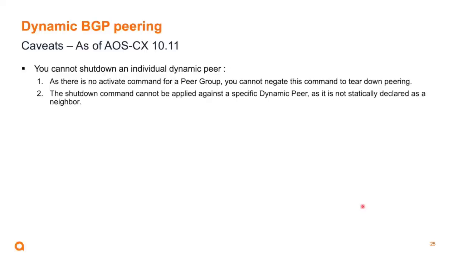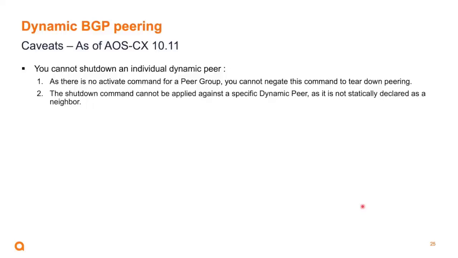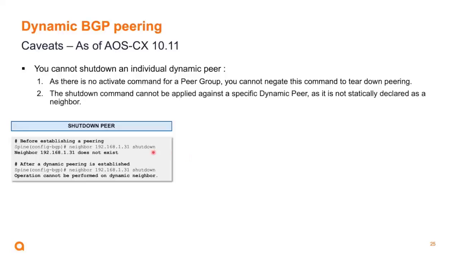So now let's look at the caveats as of 10.11. The first point to note is that you cannot shut down an individual dynamic peer. As we don't have any activate command for a dynamic peer, we cannot negate it to close the session. But also the shutdown command cannot be used against a dynamic peer. Obviously, as we are using dynamic peering, the IP addresses are unknown by the system until they establish a session. So we cannot shut a peer before it has established a session.